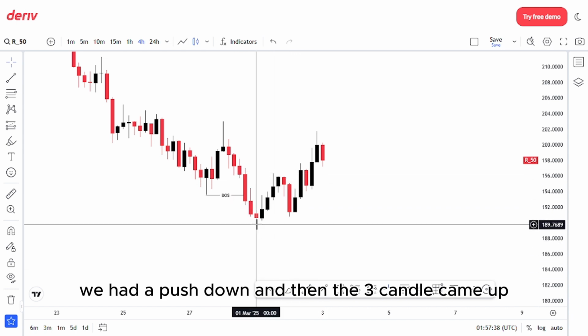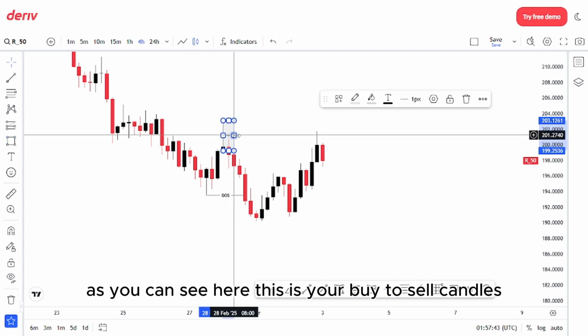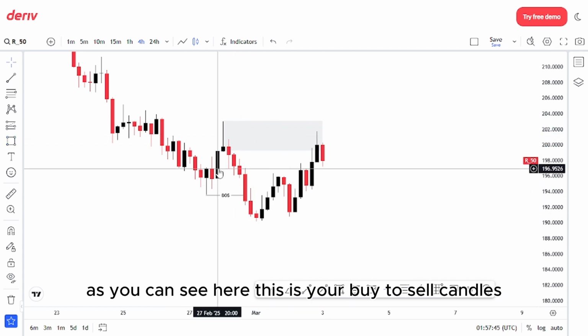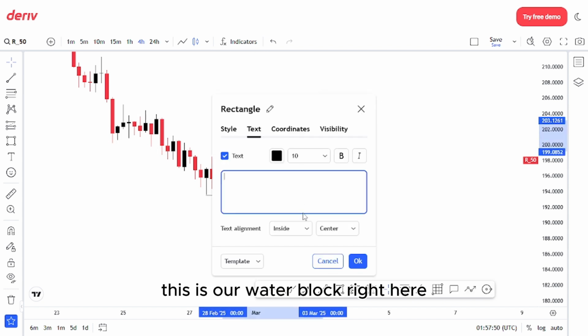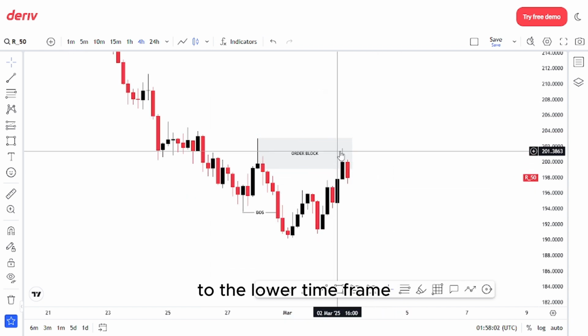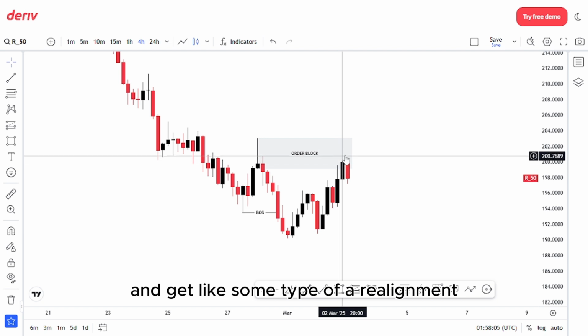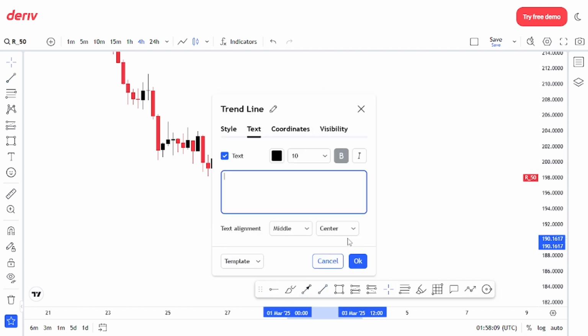So as you can see here, we had a push down and then that 3 candle came up, and this is an area of interest. As you can see here, this is your buy to sell candle, so this is your last area, and we can just say that this is our order block right here. And after having that order block, obviously what you need to understand is to switch to the lower time frame and get some type of realignment, and then maybe target this low here as our overall target, guys. So this is our target.